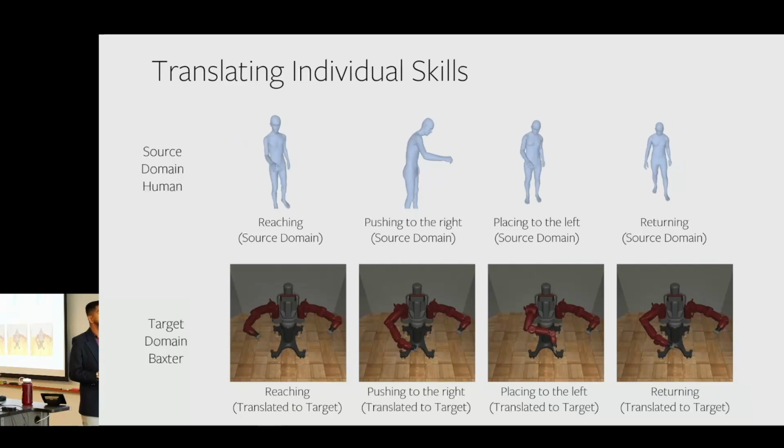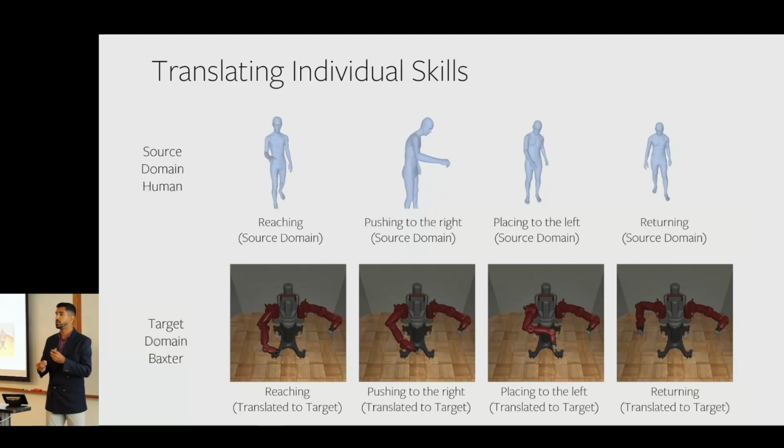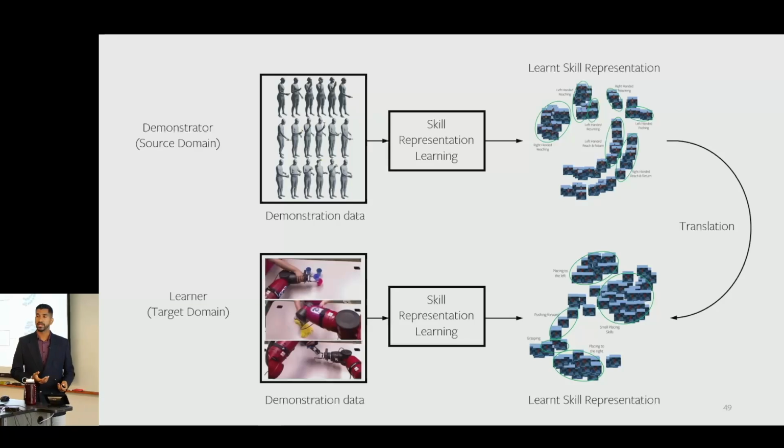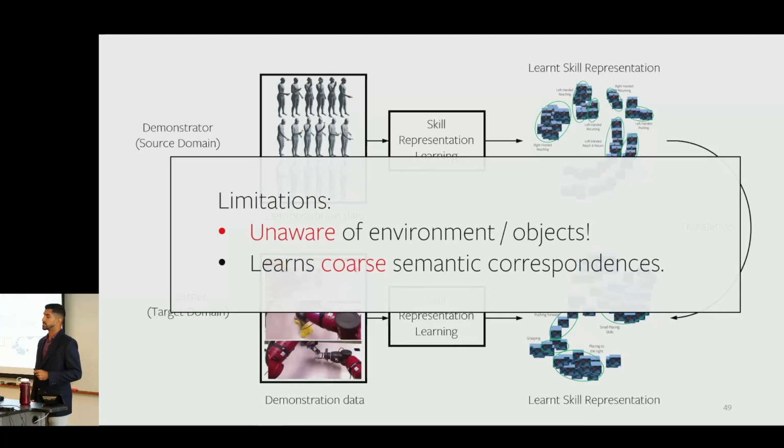This is a really cool result, considering you don't have any supervision between any pair of domains. That said, there are some limitations to this approach, and it's important to be aware of them. The first of these limitations is that this approach is unaware of the objects in the environment and the environments in general. The second is that this approach of matching skill sequence distributions across source and target domains only affords us coarse semantic correspondences. It doesn't afford us finer semantic correspondences. And that's something to remember.